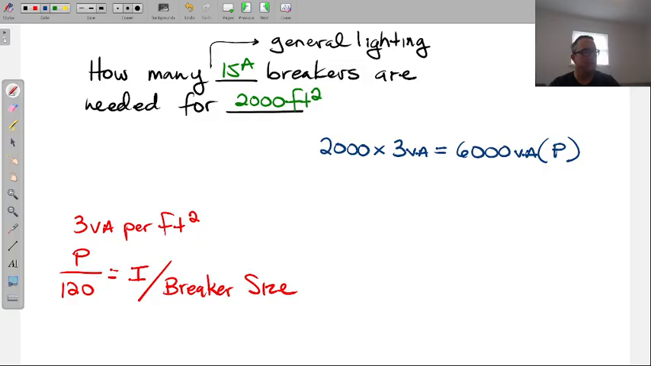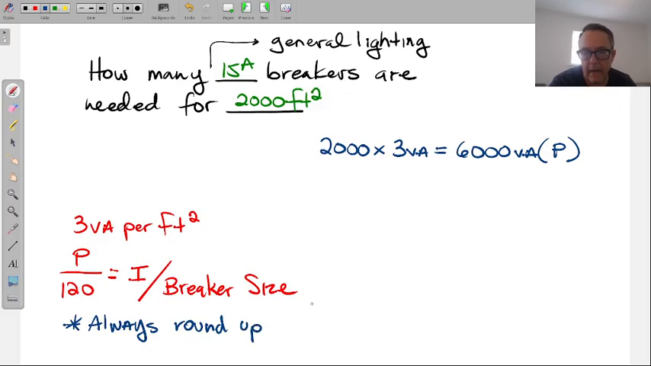Now, who remembers the last note for this? When we get to the number that we find on our calculator, what do we have to do with that number? Round it up. Very good. So I'll just plop that down here. Always round up, because we are looking for physical items, so we have to complete the 0.3 of that item. We have to buy a whole breaker for that 0.3.